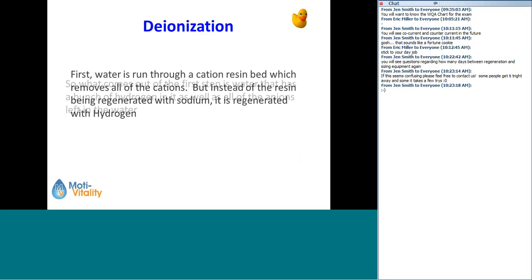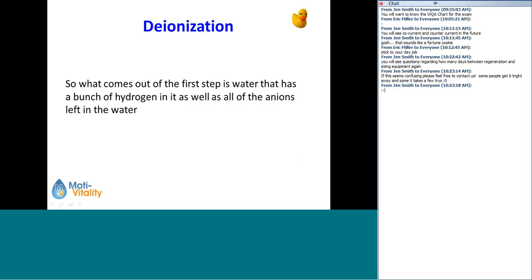So what comes out of the first step is water. It has a bunch of hydrogen in it, which, by the way, is going to make it very, very, very acidic because, remember, the more free hydrogens in a solution, the more acidic it is. So what comes out of the first step is water that has a bunch of hydrogen in it, as well as all of the anions left in the water, or the negatively charged ions.